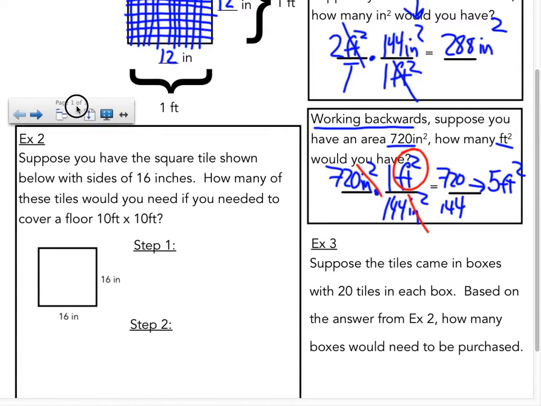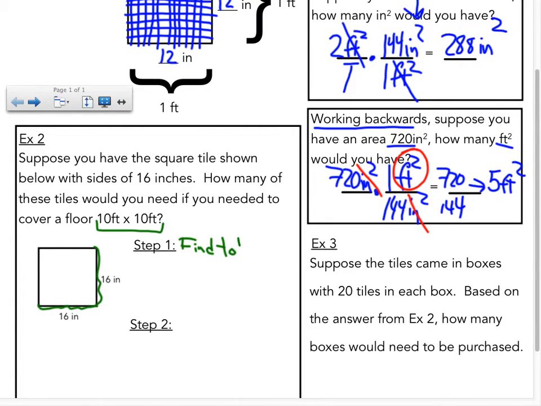Let's look at this example over here. Suppose you have a square tile and it's 16 inches by 16 inches. And let's suppose you've got a floor that's 10 feet by 10 feet, and you want to figure out how many of these tiles are going to fit in that floor. Well, step one is to find total area. So the total area in feet is going to equal 10 times 10, which is 100 feet squared.